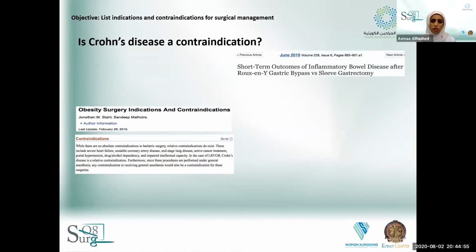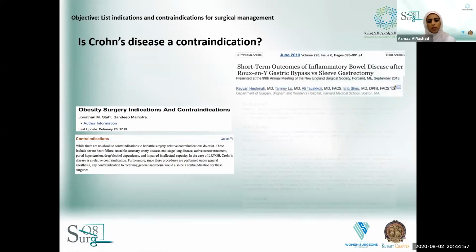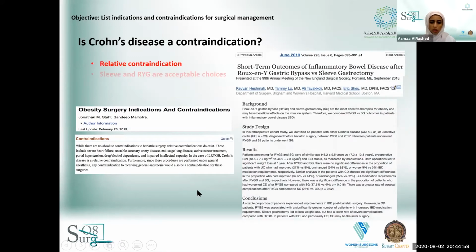So Crohn's disease, before people thought it might be a contraindication, but it's not anymore. There are papers that looked at patients who received bariatric surgery, but the summary is that it is a relative contraindication. You need to assess your patient well. You need to make sure that their disease is under control and it's not active.